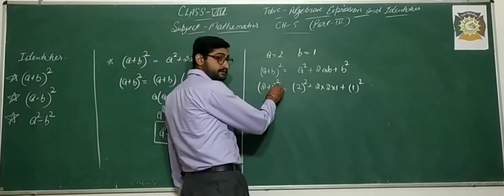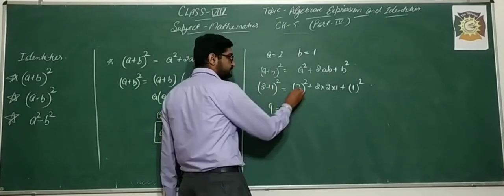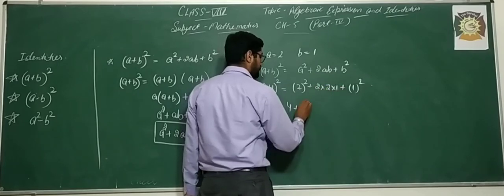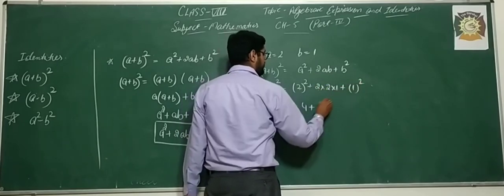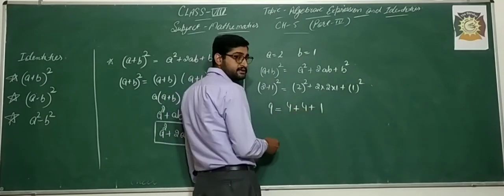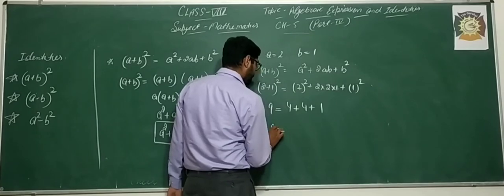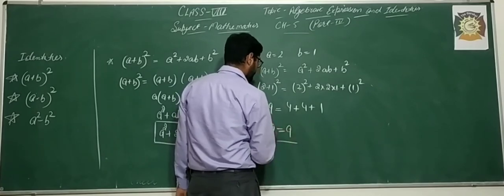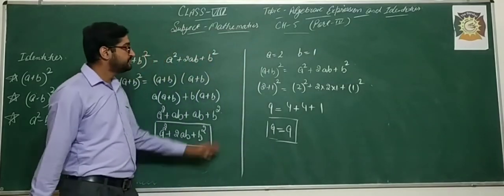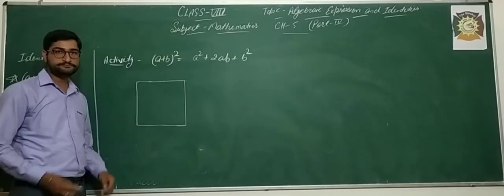Now 2 plus 1 is 3, and 3 square is 9. 2 square is 4, 2 into 2 into 1 is 4, and 1 square is 1. 4 plus 4 plus 1 is 9, and here you can see 9 is equal to 9. So with numerical values in this way we can prove that these identities are true.